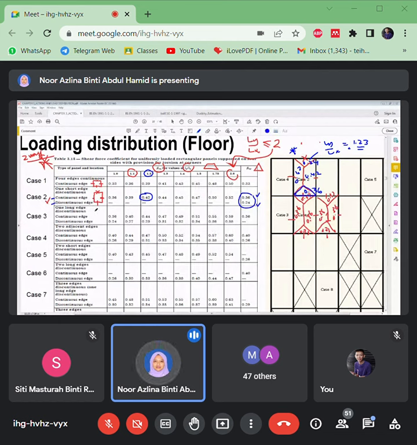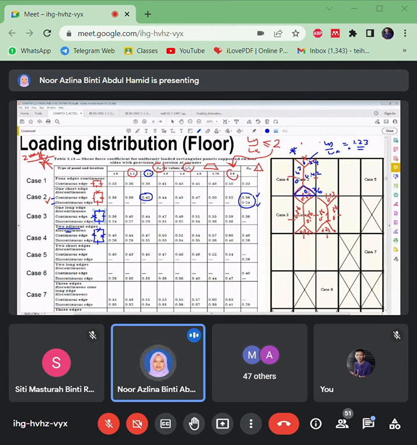Okay, contoh case 3, buat dulu panels. It mentioned here, one long discontinuous. Satu je yang long side discontinuous. Satu long side. Yang lain semua continuous. So buat lagi draw nak bagi faham. It mentioned here two adjacent edges. Adjacent, that means one short, one long discontinuous. One short, one long discontinuous.